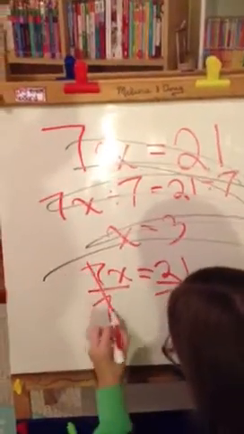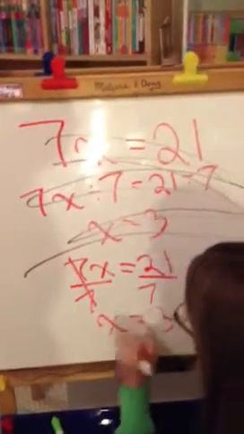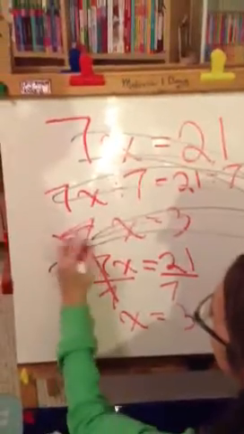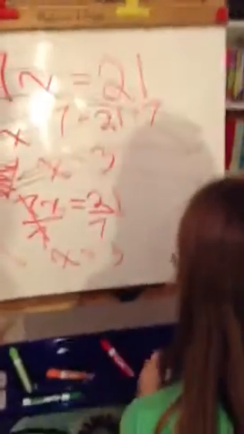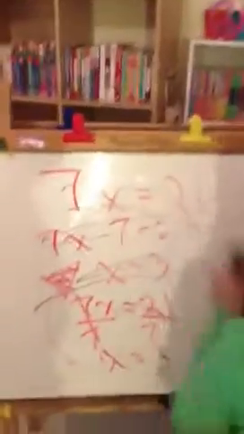Divide. 1x by itself equals 3. You get the same answer. So that's another way you could do that one. I think I have one more multiplication one.